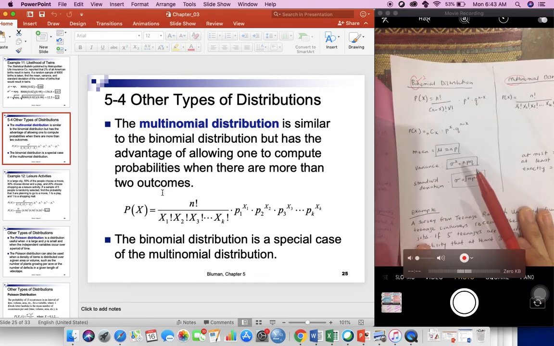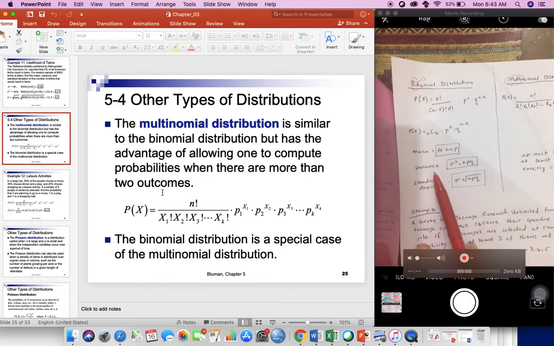So the binomial distribution also has the mean, variance and standard deviation formulas. You can see that the mean is mu equals np, the variance equals npq, and the standard deviation only adds the square root, so it is the square root of n times p times q.